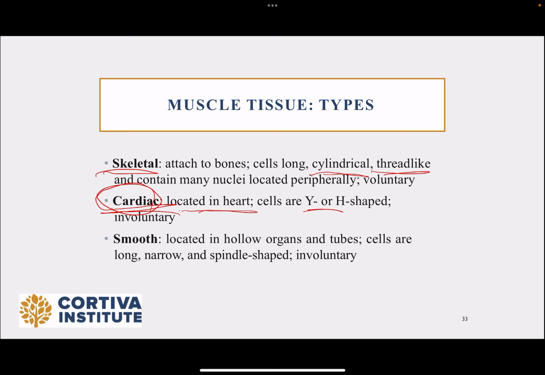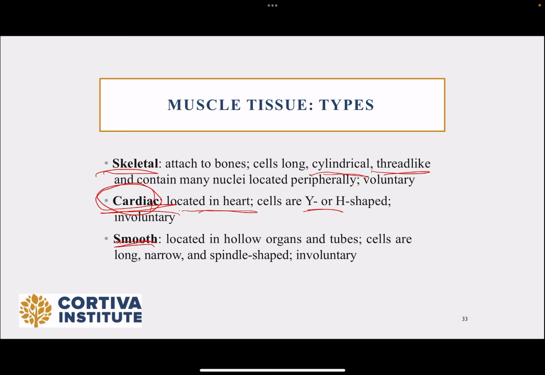No, even if I want to stop my heart, I really can't, right? Because it is an involuntary process. Now, smooth muscle is going to be located in hollow organs as well as tubes. They can be long or narrow and spindle shaped, right? So there's more of a variety of what smooth muscle can really look like, but this is also involuntary.